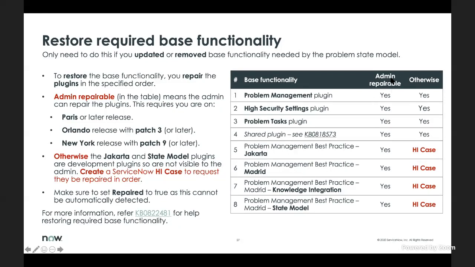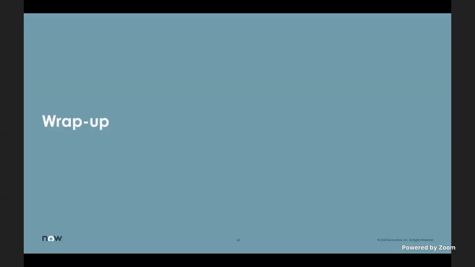And once you've repaired these plugins, there's a flag in the table that just says repaired. Just make sure you set that to true, because it's not something the utility can detect on its own, and it won't let you move on until you've marked all those as being repaired. So that's the extra stuff you need to do if you've modified base functionality as well.